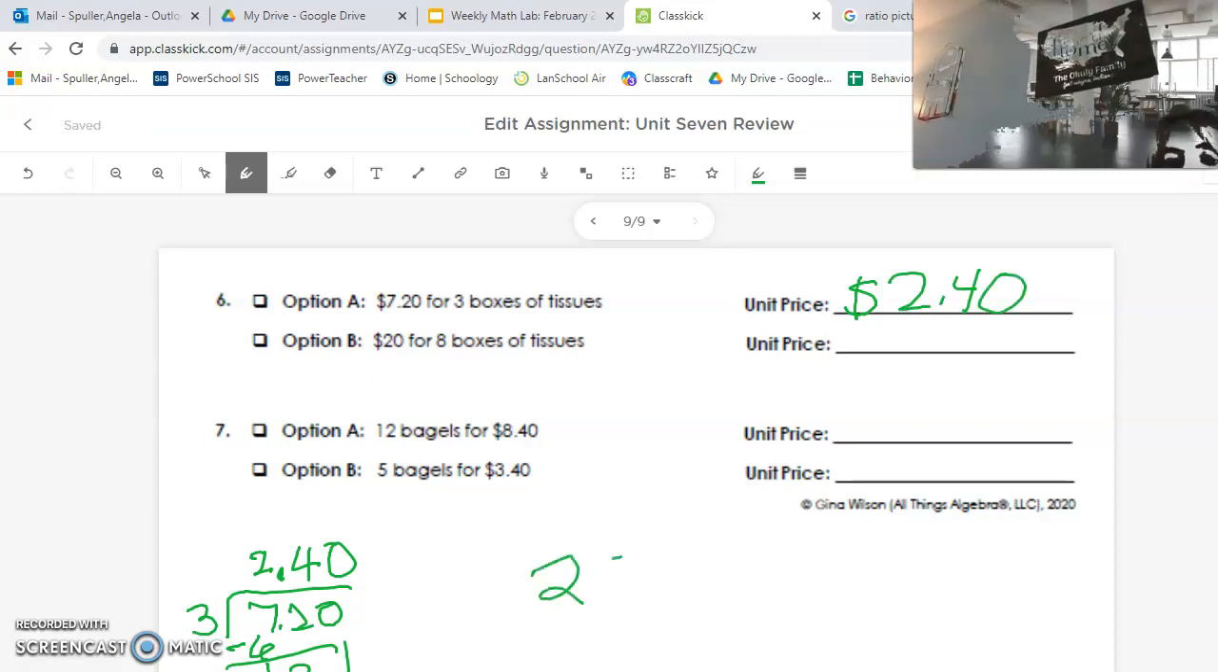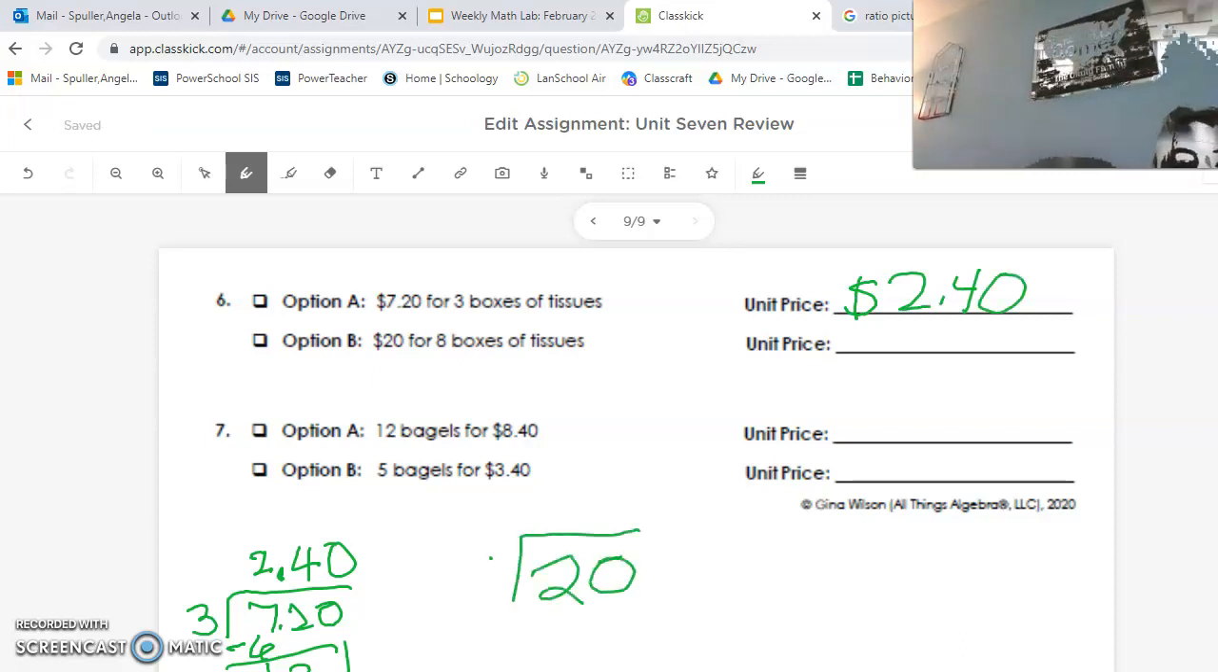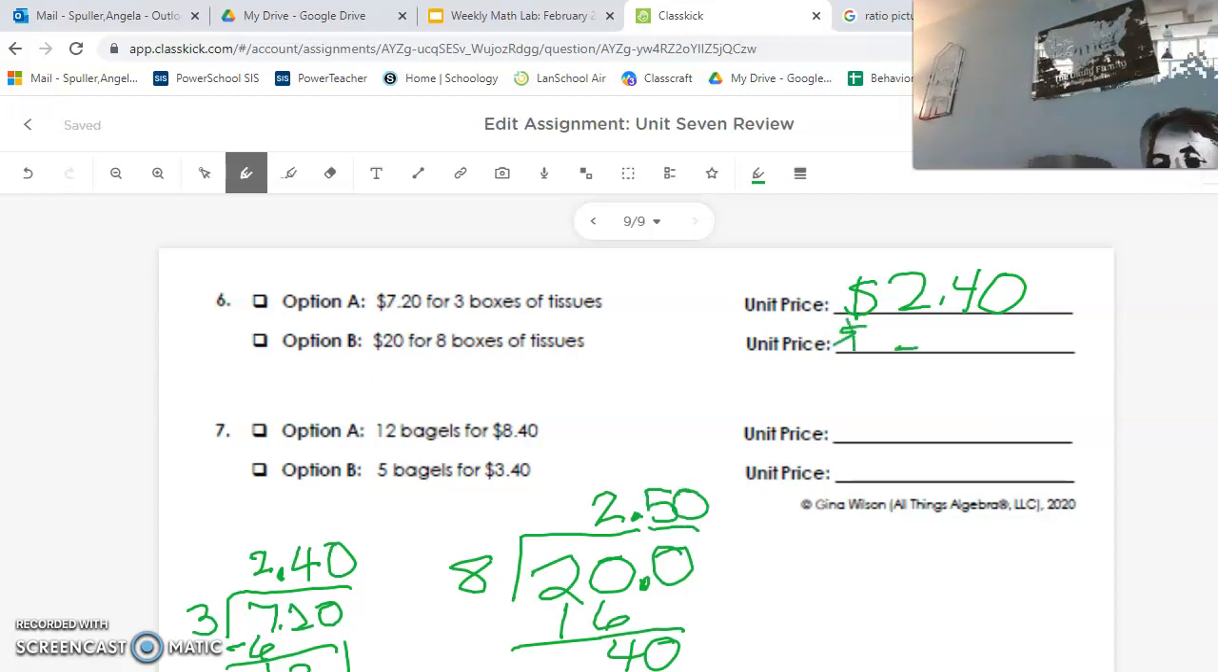Okay, if I have $20 and I divide it by the 8, 8 goes in there 2 times, gives me 16. That gives me 4. Let's put a decimal and a 0. 8 goes into 40 5 times. We know we need 2 numbers, so that hidden 0. So this one would cost $2.50. So A is better.